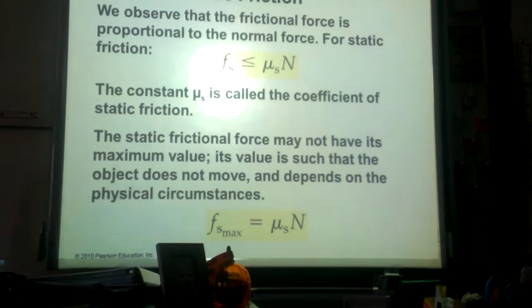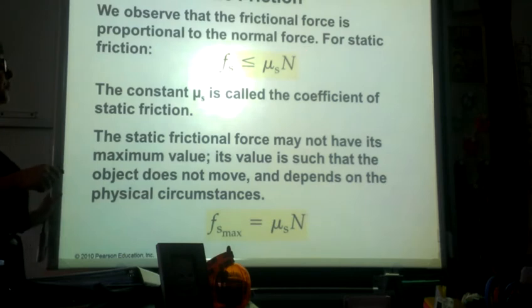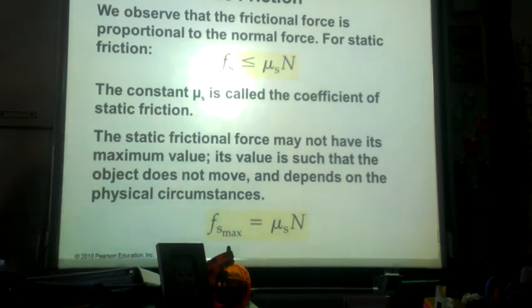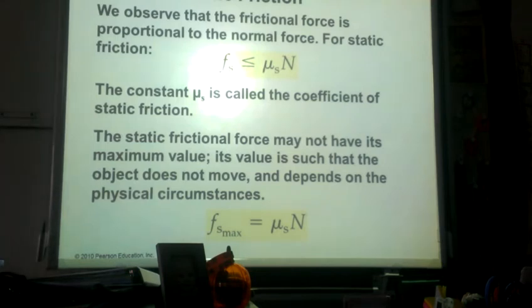If we want to calculate friction, the frictional force is proportional to the normal force. Specifically, you see here this is S, so this is representing that it's static. So static friction is proportional to mu sub S. That mu is called the coefficient of static friction. If it's mu sub K, it's going to be the coefficient of kinetic friction. So friction is proportional to normal force.